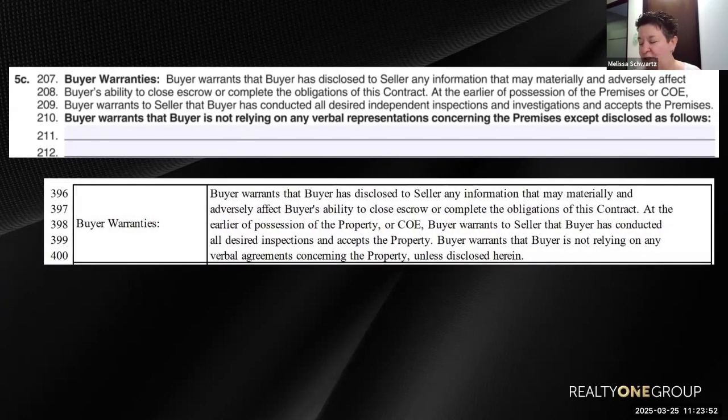Oh my gosh, thought I got that turned down. Then they've got buyer warrants, they're disclosing anything, and then they say unless disclosed herein, but there's no place to put it. So you would have to add it later on, that's fine. If you are using the AAR contract, please write the word none in there. It takes 2 seconds. You can even put it in your template, right? So the only time I wouldn't put the word none in there is if you have a client that has never seen the property and you did not do a video tour of the property live with them, right?